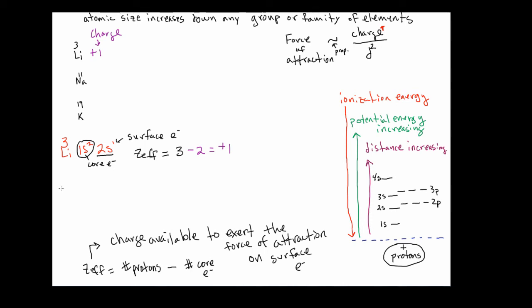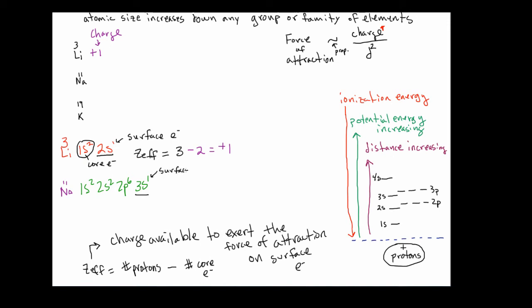Now let's move down to sodium and talk about what's going to happen with this one. My configuration here for the sodium outer electron is going to be 1s2, 2s2, 2p6, 3s1. And again, I'm going to go ahead and underline my surface electron.